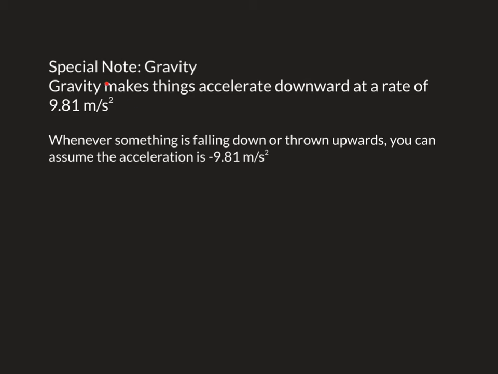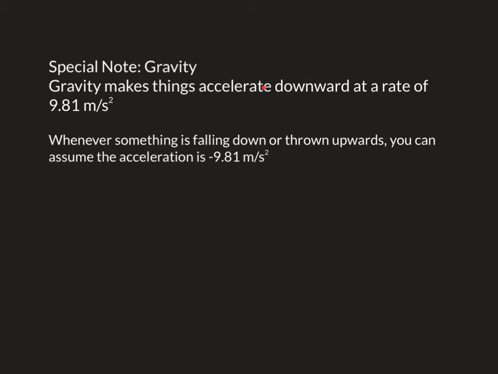And that acceleration is this magic number here that we're going to be using a lot over the next little while. It's one that is in your data booklet. You don't need to memorize it, but we're going to use it so much that it's going to become pretty common. All right, so gravity makes things accelerate at a rate of 9.81 meters per second squared. So what that means is every second that you fall towards the Earth, your speed increases by 9.81 meters per second, every single second.